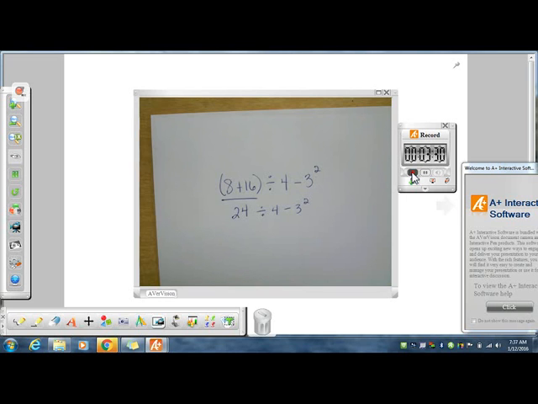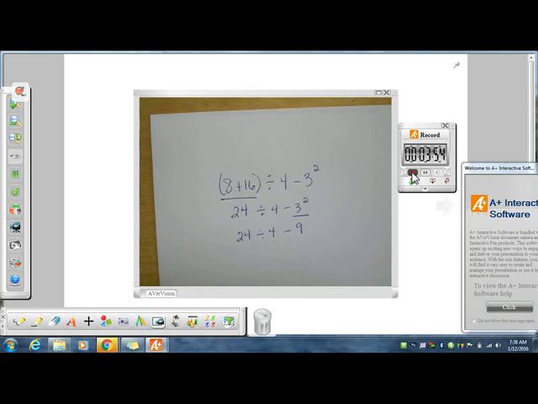According to my order of operations, I need to do exponents next. Parentheses and then exponents. Well, here's my exponents. 3 to the second power. Then remember that means 3 times 3. 3 times 3 is going to be 9. I still have 24 divided by the 4 minus 9, because everything else comes straight down.